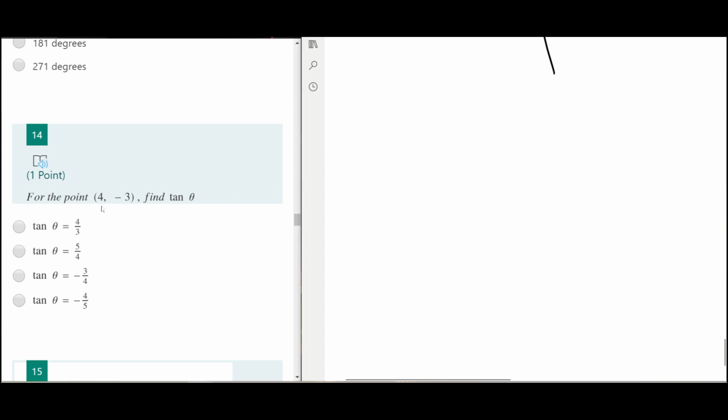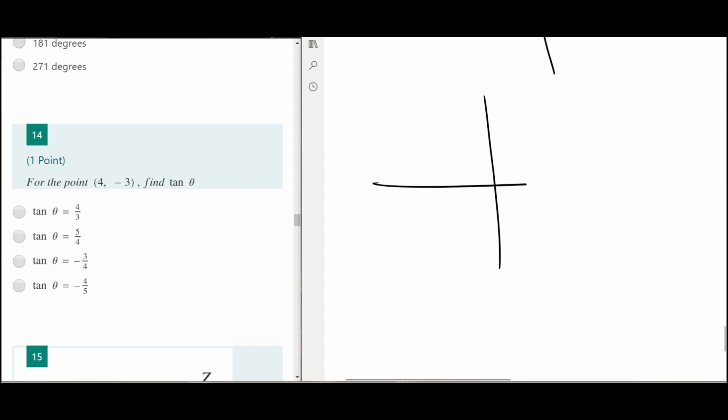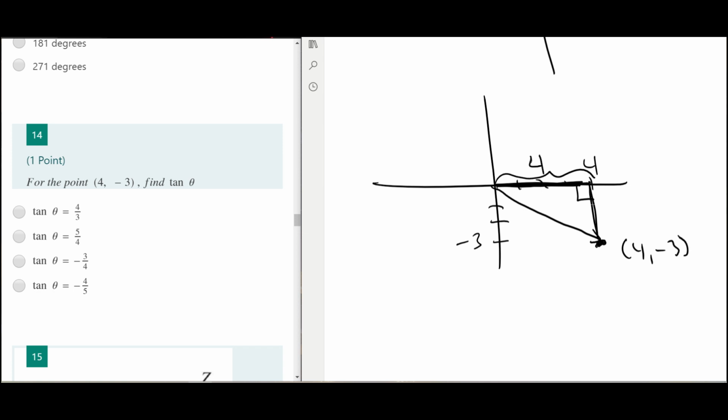All right, so for the point 4, negative 3, find tangent. So again, 4, negative 3: 1, 2, 3, 4. Negative 3 is down here. So we'll look at this coordinate right there. We're going to draw a radius there. That's 4, negative 3. And so we're going to draw a right triangle from that, like this. Okay. So this is my positive x side. This is 4. This is my 4 side right here. And this right here is worth negative 3 because you're going down 3.